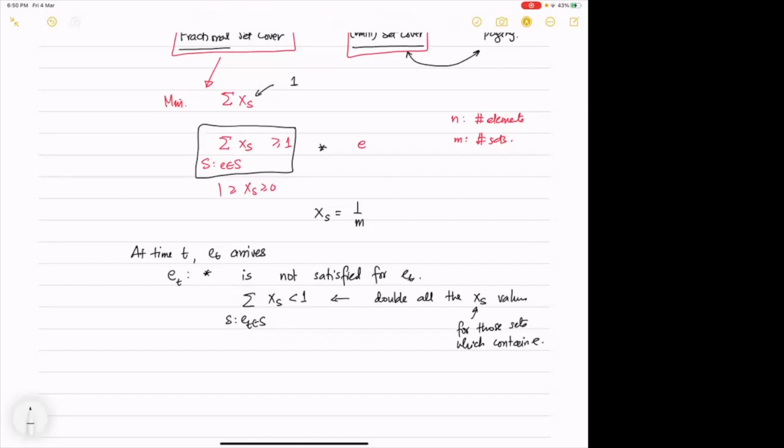So far so good. Now if this condition is satisfied, great. If not, then you again double them. So you just repeat this step till this condition is satisfied.